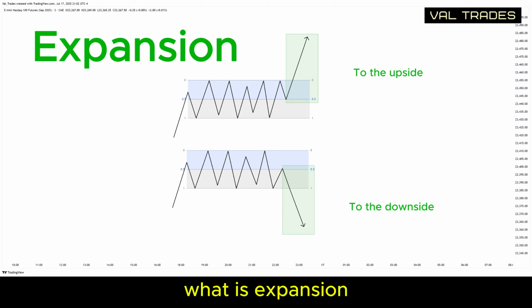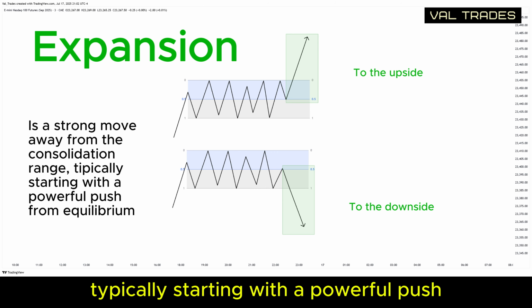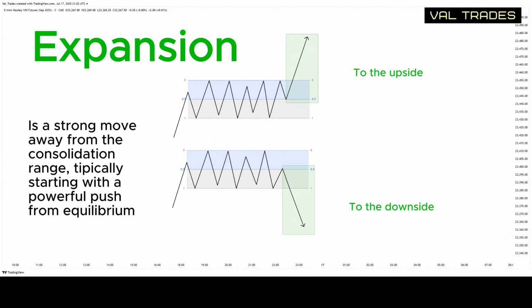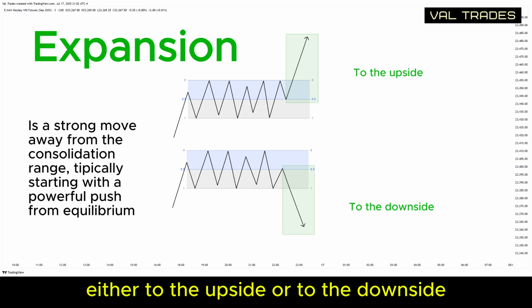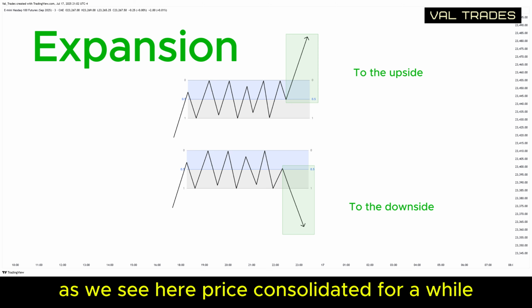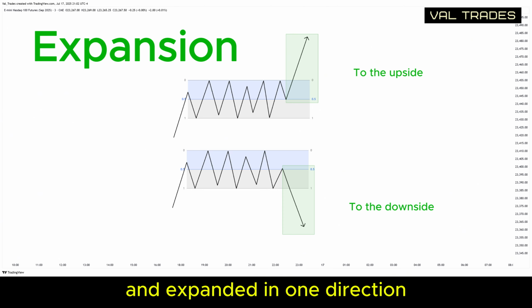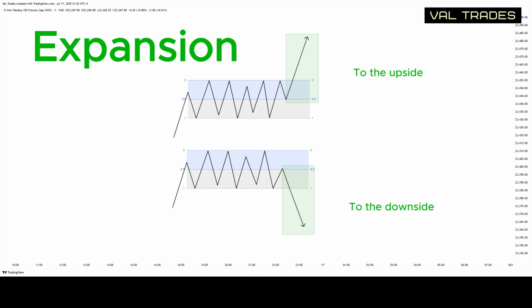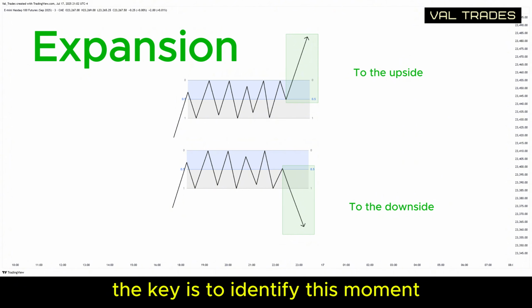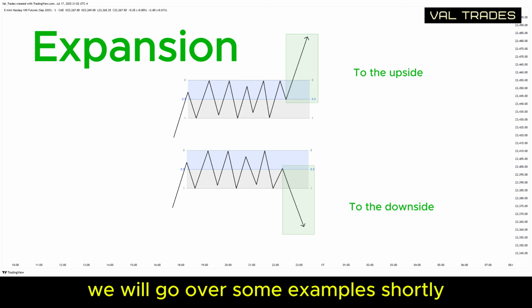What is expansion? It's a strong move away from the consolidation range, typically starting with a powerful push from the equilibrium level. Price can expand either to the upside or to the downside. As we see here, price consolidated for a while, then tapped the equilibrium level and expanded in one direction. The key is to identify this moment, because that's when we start thinking about our next setup. We will go over some examples shortly.